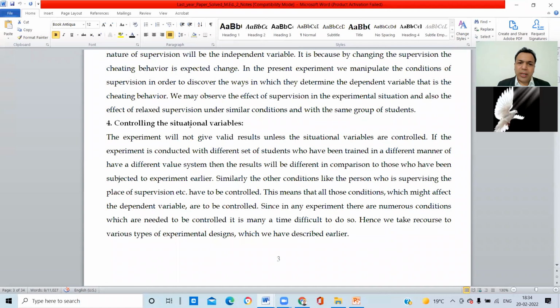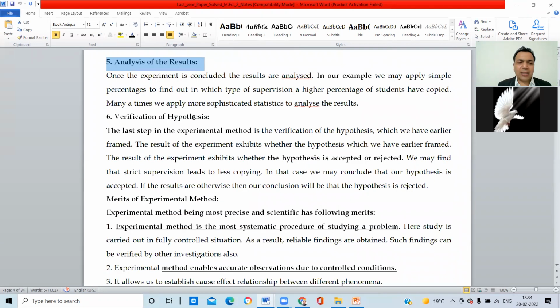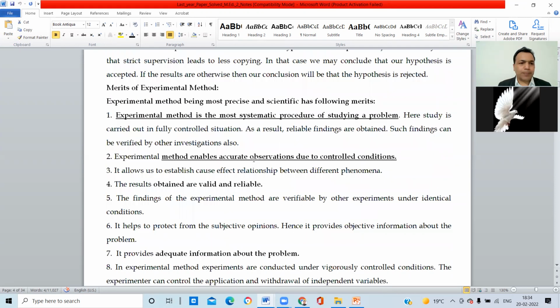And then controlling the situational variables, analysis of results. After getting the data, you have to analyze the result. And last, you verify your hypothesis, whether it is accepted according to your statement or it rejects your statement. Okay, these are the steps of the experimental method.